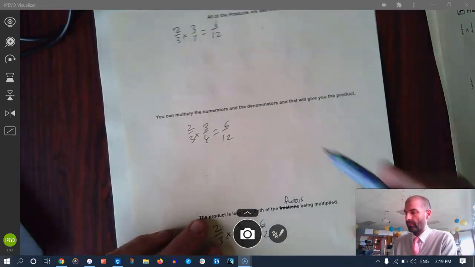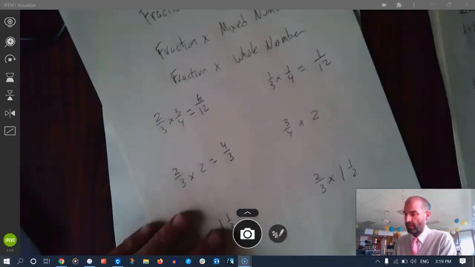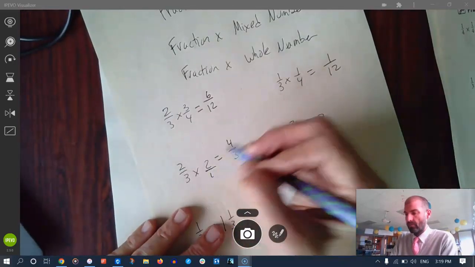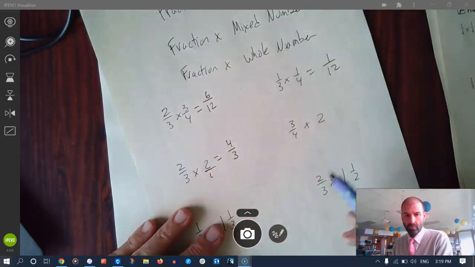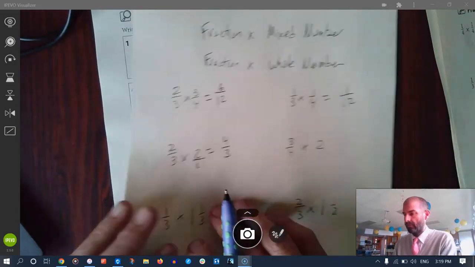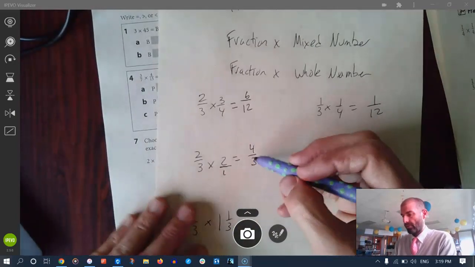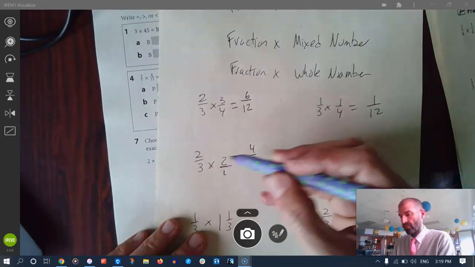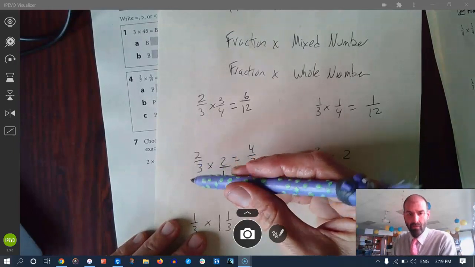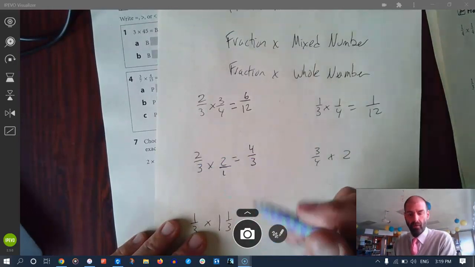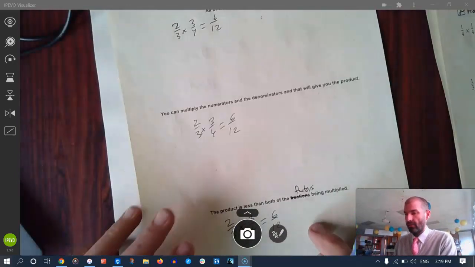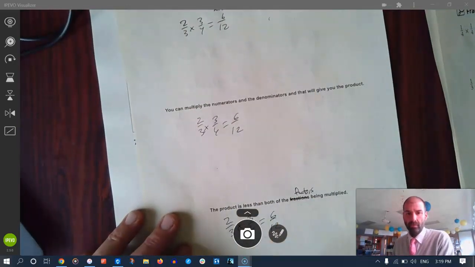Let's see this one. I can multiply the numerators and the denominators. Yeah, basically, because this is 2 over 1, right? So 2 times 2 is 4, 3 times 1 is 3. So that can go there. And then the product is less than both. 4/3 is definitely less than 2. 4/3 is not less than 2/3. So this is not correct either. Or it's not here. The only one it goes under is this one.